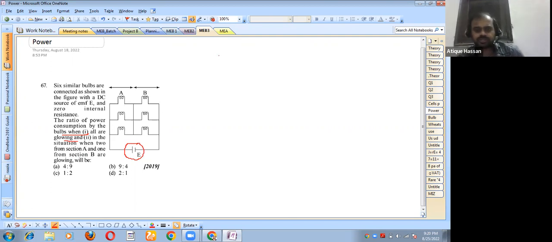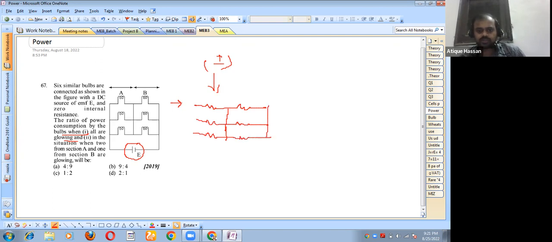So there are two cases. In the first case, it says that all the bulbs are glowing, right? So bulbs can be assumed as resistors. So we can assume the combination like this. We have 6 resistors connected as shown. So 6 resistors are connected like this, and the configuration is connected to a battery. And so in this case, what would be the power?